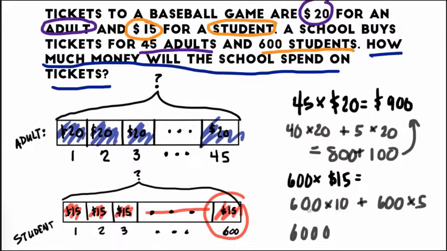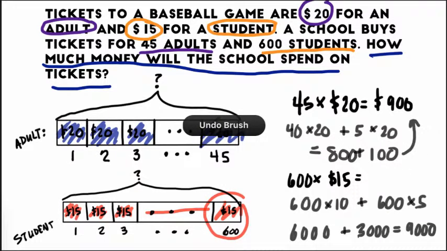Three zeros. Plus, what's 600 times 5? Well, 6 times 5 is 30, so we add another 3 zeros, and we get 3,000. So if we add these up, we get 9,000. I'll add that to the other one. 9,000. And that's in dollars.